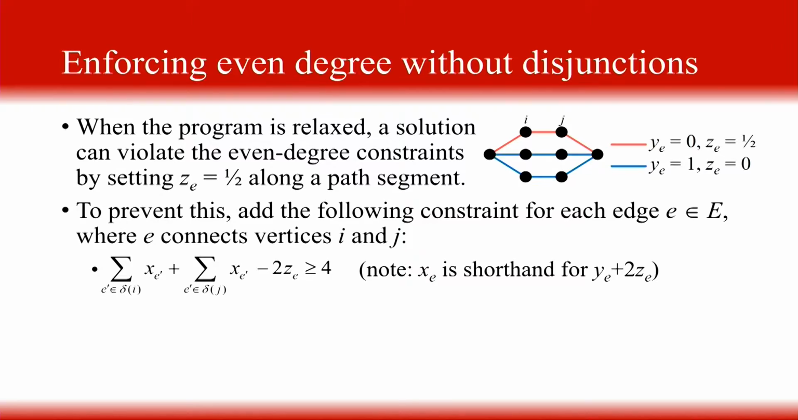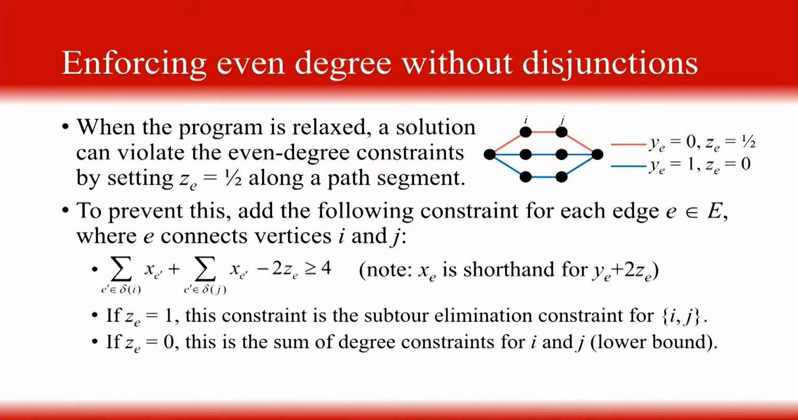So here's the clever way we can prevent this. I know it's a weird looking constraint. Again, the x's are sort of shorthands for y plus 2z. But this ends up being the subtour elimination constraint for ij if z is 1. It ends up being the lower bound of the degree constraints if z is 0. So as long as i and j aren't Steiner nodes, this new constraint is valid. And if I try to create a half z path along that edge, that left-hand side ends up wanting to be 3. So I've effectively cut this off using constraints that assume an integer value of z.